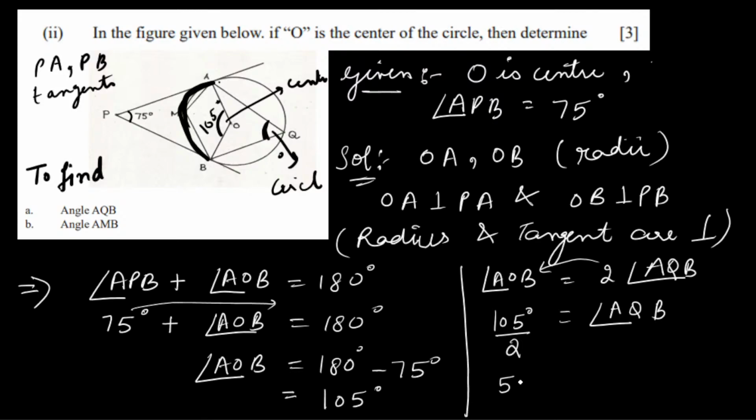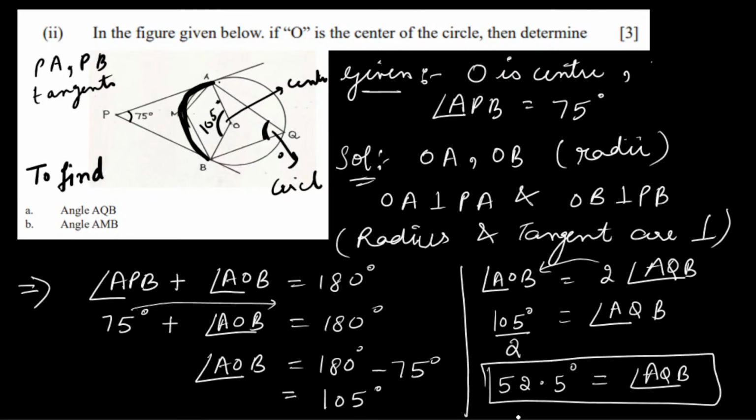So we'll get 52.5. AQB I am getting 52.5. Is it correct? Okay, 52.5. So the property that we used is the angle subtended by the same arc, and we found the value of this angle as 52.5. Now we have to find the angle AMB. So how will we find AMB now?